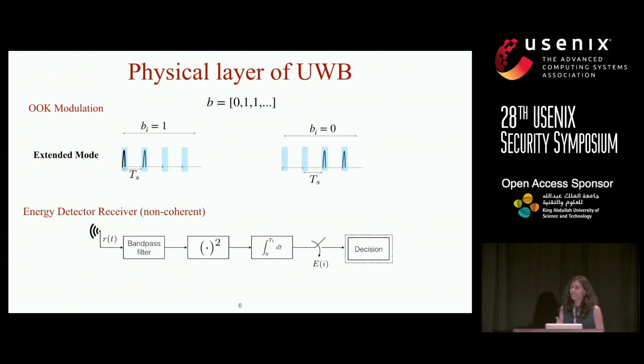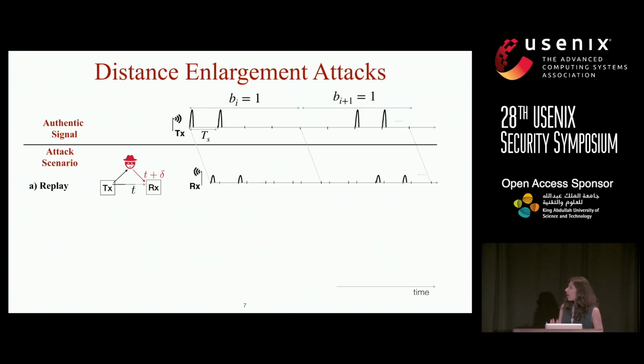When this signal reaches the receiver, it aggregates the energy of these pulses. If the initial pulses have higher energy compared to the later pulses, this is detected as bit 1, otherwise it is detected as bit 0. So how will an attacker perform an enlargement attack on these kinds of bits? Here we have two bits, bit 1 and bit 0.